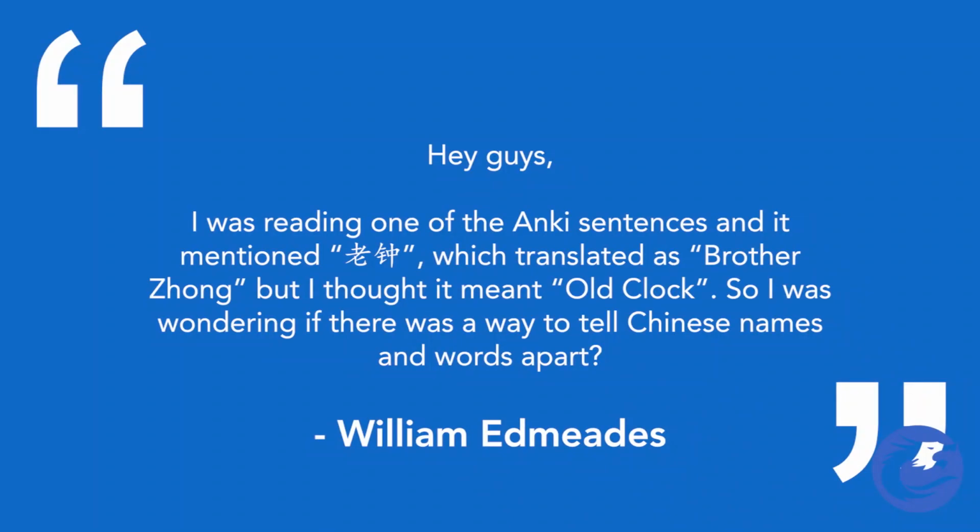And one final comment here is from William Edmedes, from email. He says, hey guys, I was reading one of the Anki sentences and it mentioned lao zhong, as in literally old clock. Zhong means clock, right? Which translated actually as brother Zhong. So Zhong is someone's last name, and Lao is like, I don't know what you'd say in English, the thing that goes before the last name, like how to refer to them. But I read it and I thought it meant old clock, which is obviously the literal translation. So I was wondering if there was a way to tell Chinese names and words apart. And the answer, unfortunately, is not particularly. You just have to get used to the language, and you'll start to see it really easily.